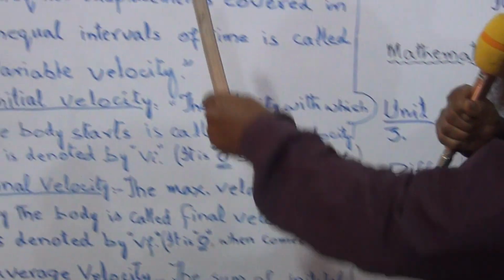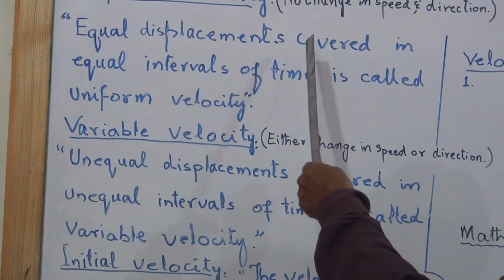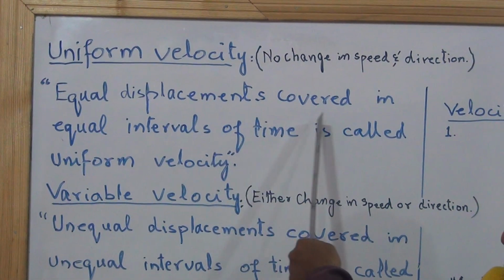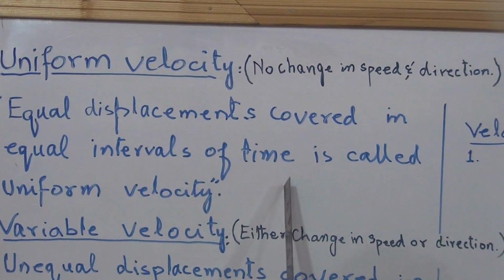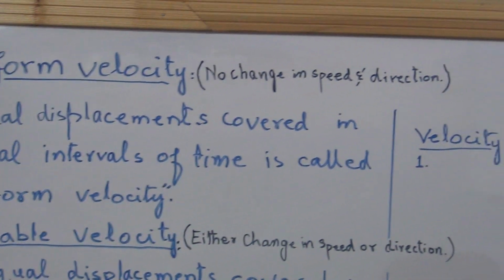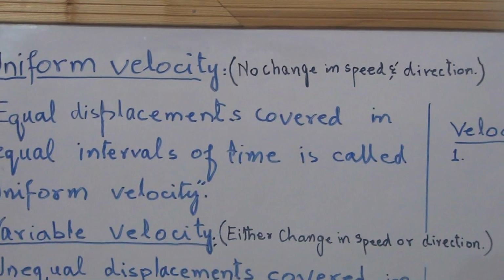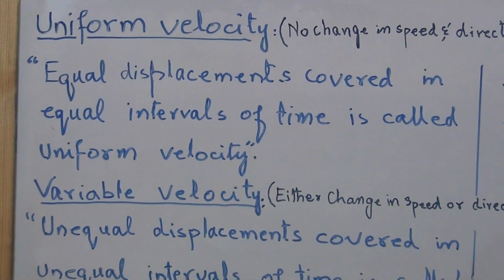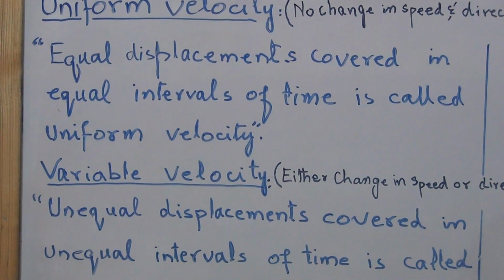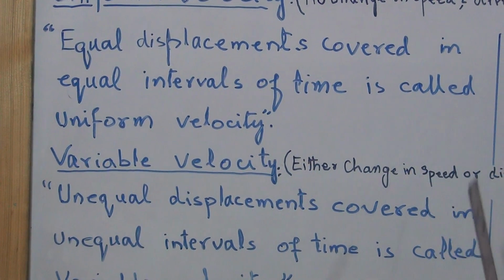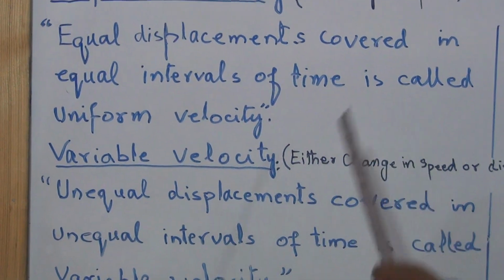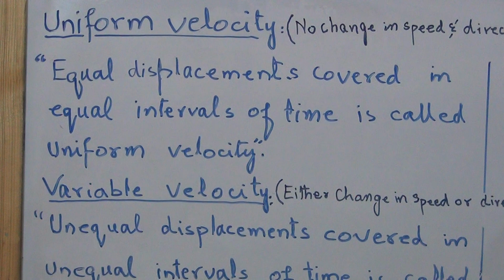Now we come to uniform velocity. What is uniform velocity? No change in speed or direction. It means equal displacement covered in equal intervals of time is called uniform velocity. For example, you are covering 10 kilometers in 5 minutes, and the next 10 kilometers in 5 minutes, and the next 10 kilometers in 5 minutes. So the time interval is the same and the displacement covered is the same. It is known as uniform velocity.